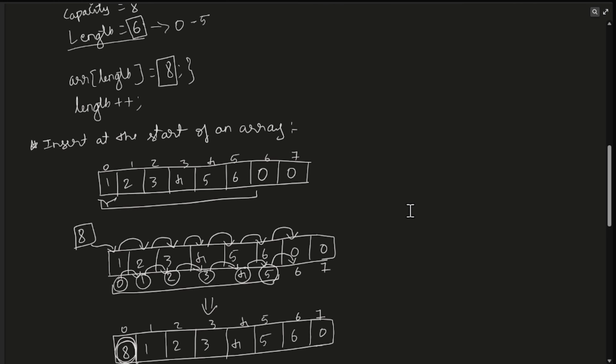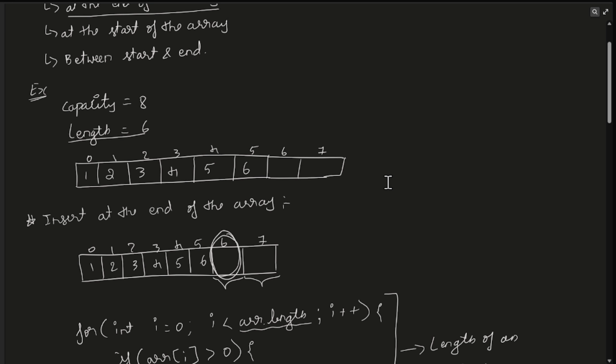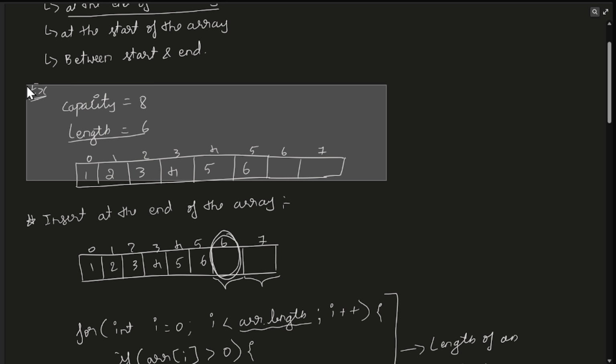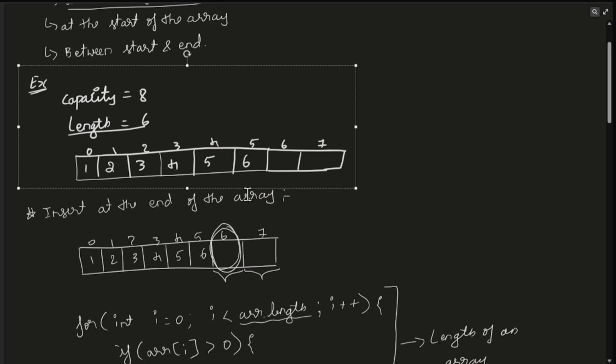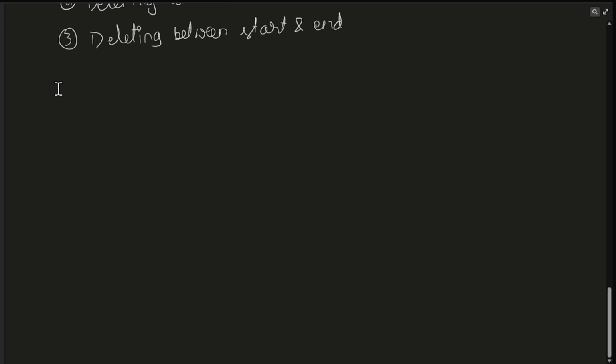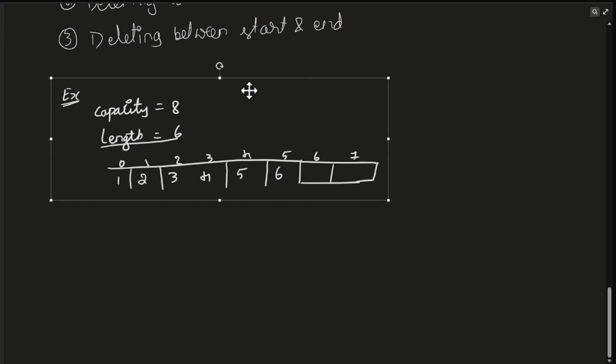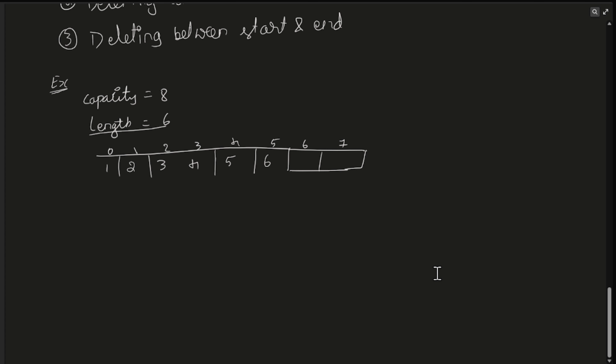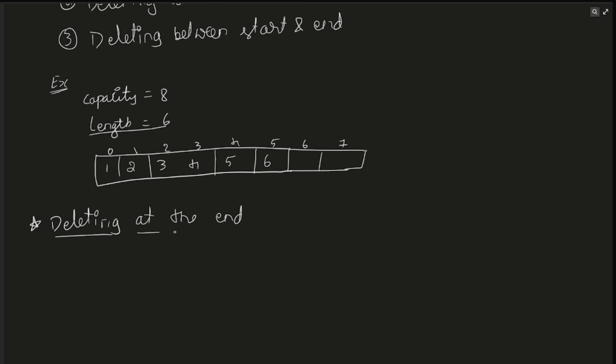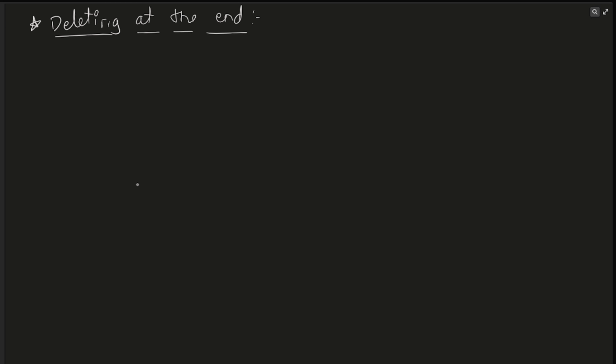Let us use the same example as we have used for insertion. Let me just copy this up. First, let us learn deleting at the end of the array. Deleting at the end of the array is similar to the people standing in a line, also known as queue.